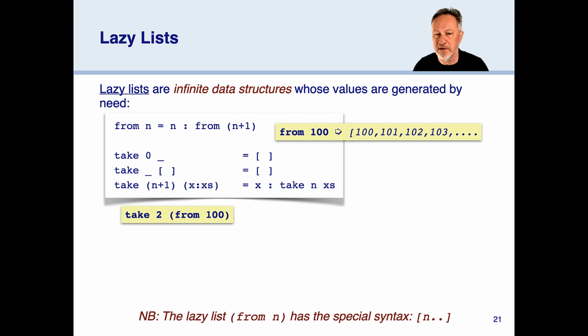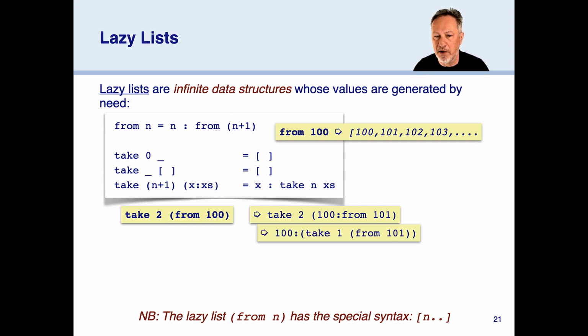So this is a complete definition. So now we can say, let's take 2 elements from the infinite list. So this would be evaluated as follows. First, we want to take 2 elements from the list 100 followed by from 101. This will pattern match our third case. So that will produce the list 100 followed by taking 1 from the list starting from 101.